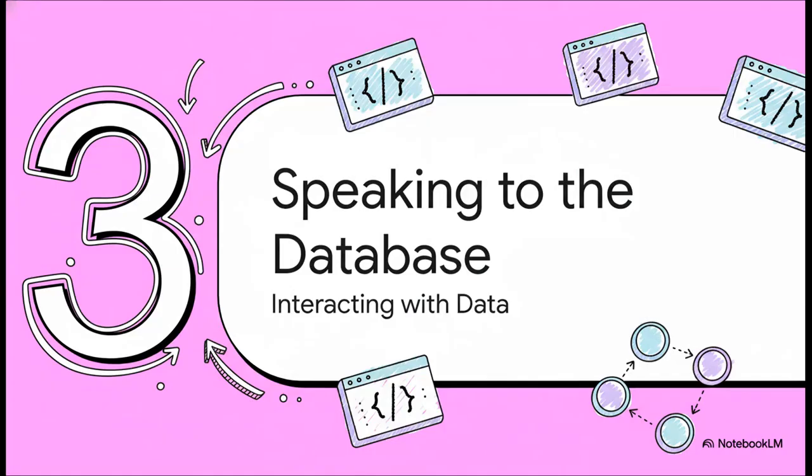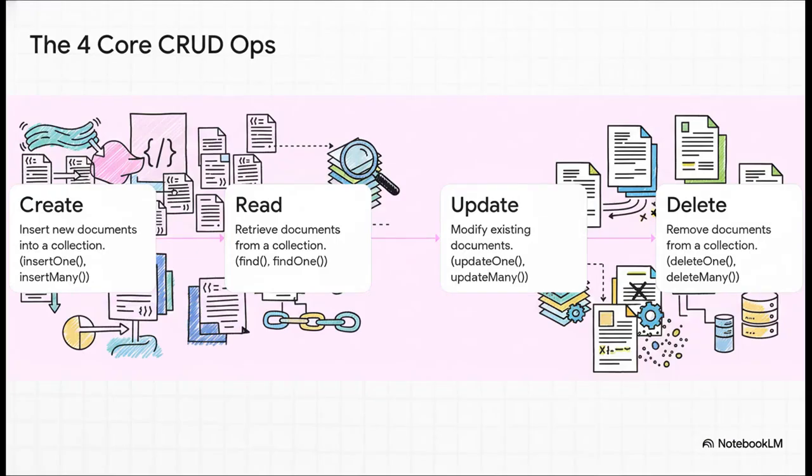Okay, great. So we've got our filing cabinet, we've got drawers, we've got files. But how do we actually find anything or put new stuff in? Let's talk about how to actually interact with the data. When it comes down to it, pretty much everything you do with your data falls into 4 basic categories.